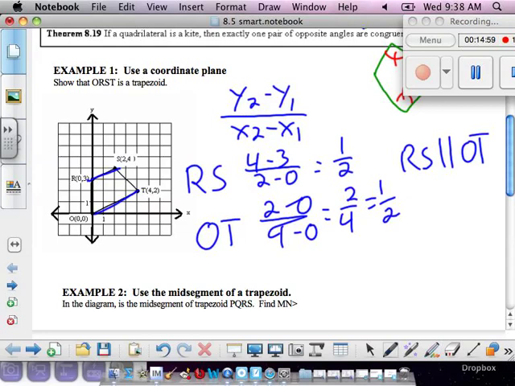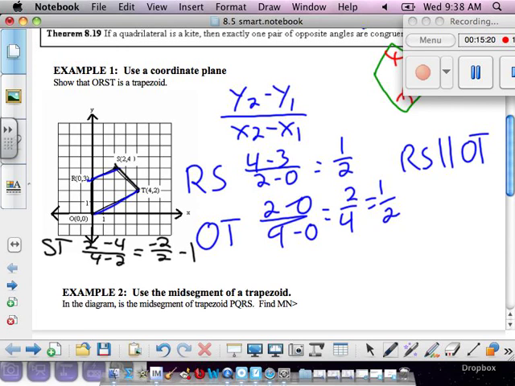I do have to find the slopes of the other two sides because they have to prove that they're not parallel. So S to T is 2 minus 4 over 4 minus 2. So I get negative 2 over 2, or negative 1.